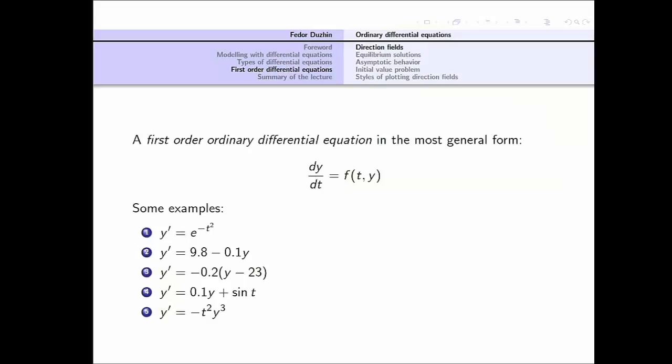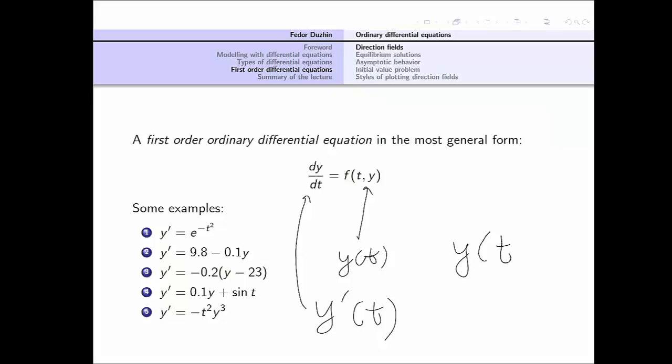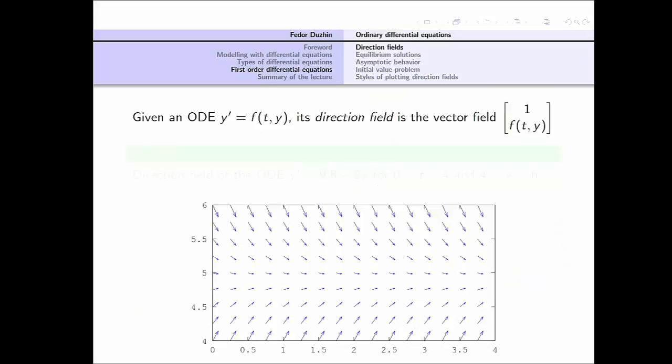So let me maybe emphasize this, that this is important, that this y is actually y of t, and this dy dt is actually y prime of t. Right, so for example, if the right hand side contains y of, I don't know, t minus 1 or something like this, that is not the case, so that is not allowed.